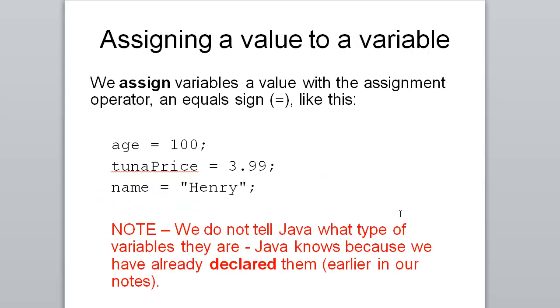Now that we've created some variables, we'll actually need to store some information into them. That was the whole reason we created them, right? So here's how you could do that. In our variable that we created called age, I want to put the value of 100 in there. So whatever I put on this side of the equals will get stored into age. The equal sign is called the assignment operator. So it's basically saying 100 is the value assigned to age. 3.99 is the value assigned to tunaPrice, and Henry is the value assigned to name. Notice that because Henry is a string, we need to put it in double quotes so that it knows where it begins and where it ends.